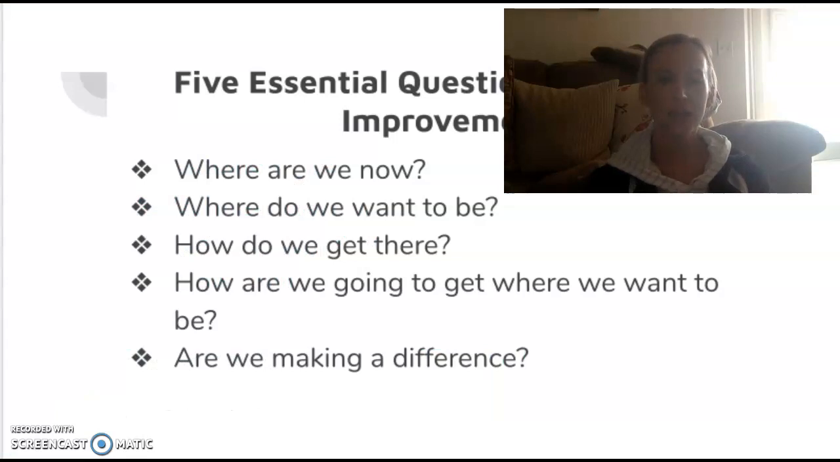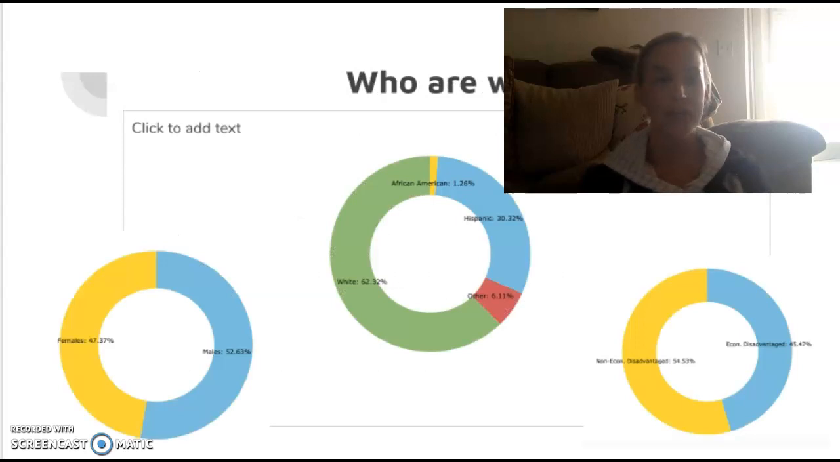With that in mind, we do have 5 essential questions for school improvement. Where are we now would be the first one. The second question I want you all to consider is, where do we want to be? Where do we want our students to be? And how are we going to get there? How are we going to get them there? The fourth question is, how are we going to get where we want to be? And the last one, at the end of all of that, is reflecting and asking ourselves, are we making a difference?